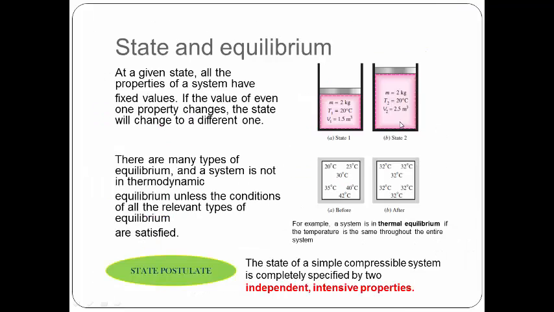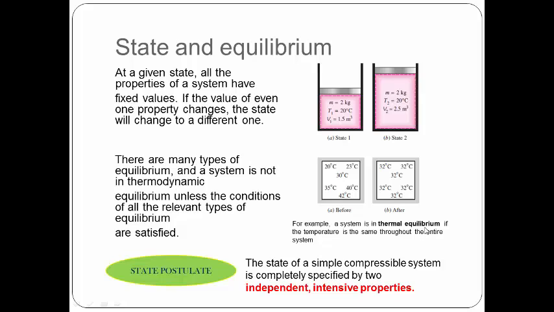Now let's talk about the state. Basically, for example, if we have water here in state 1, we can have cool water, and in state 2 we can have hot water. We have two states of the same system. It means that all the properties of our system have fixed values.